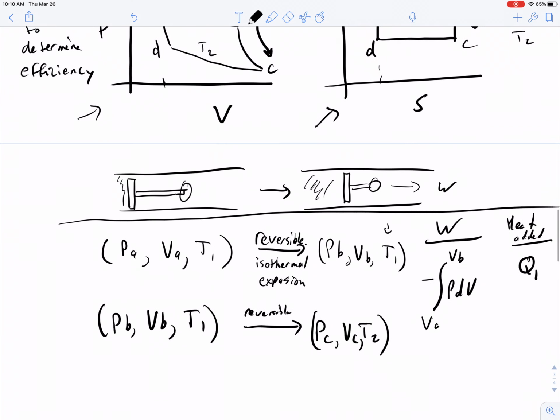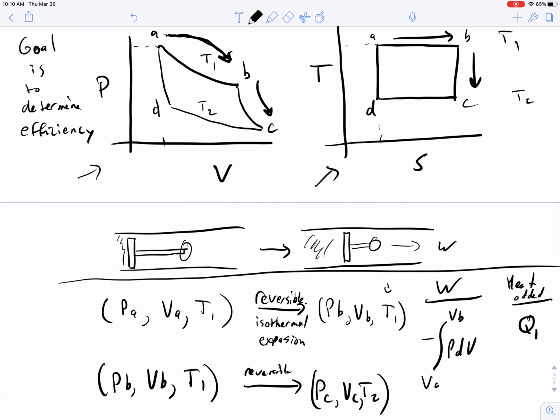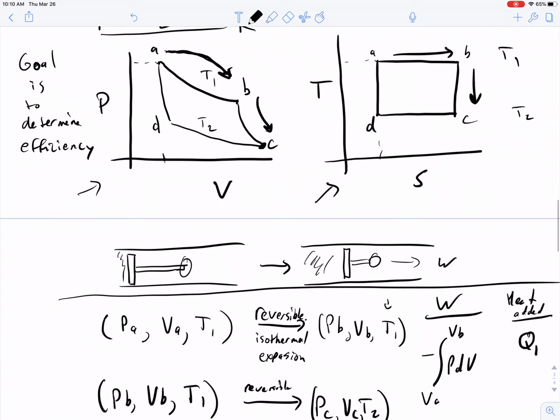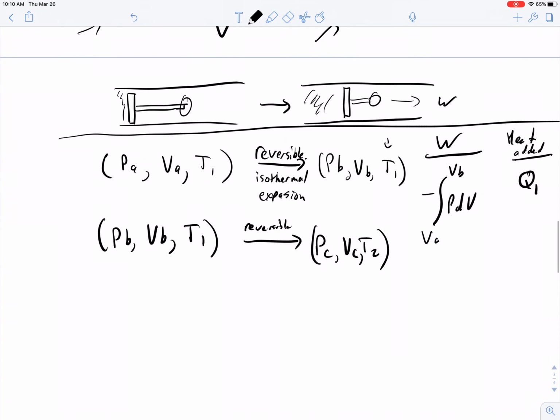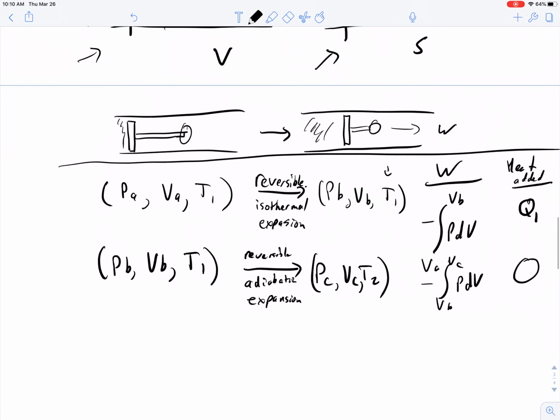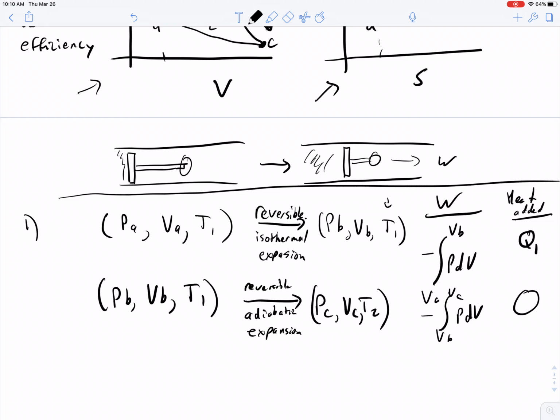And in the process of the expansion, it goes from a relatively high pressure to a low pressure at point C, at the same time that we have the temperature dropping. The temperature is dropping due to the expansion process. This is an adiabatic expansion. It's isentropic. There is zero heat flow, and the work being done is going to be minus the integral from VB to VC of pressure dV. So that's step 1, step 2.